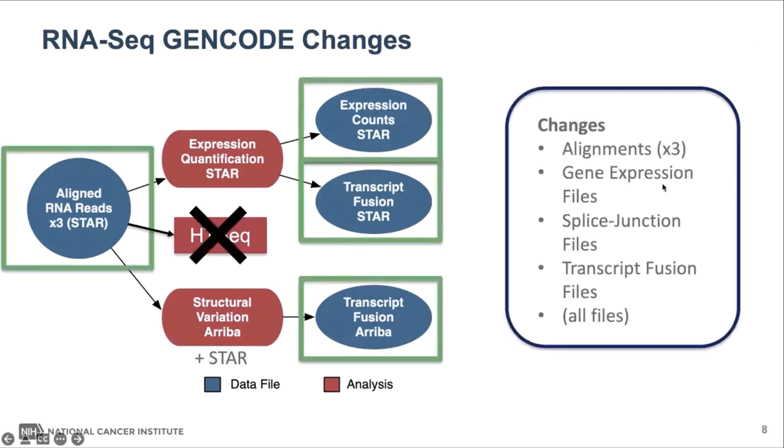So for the GENCODE version 36, in short, everything RNA-seq has been modified to a GENCODE v36 version. So that includes the alignments, the gene expression files, the splice junction files, the transcript fusion files. So basically, in short, all files have been changed for all projects in the GDC with RNA-seq.